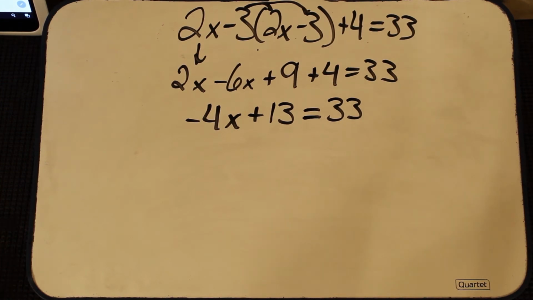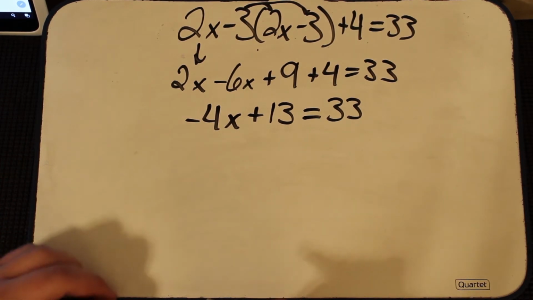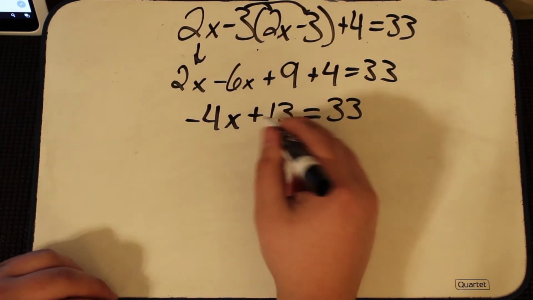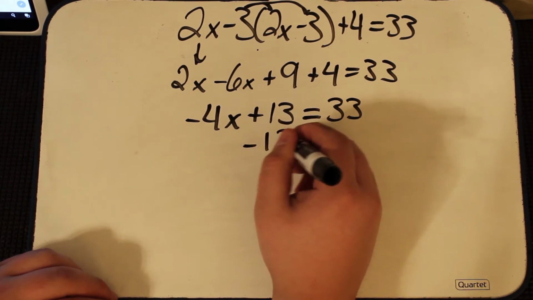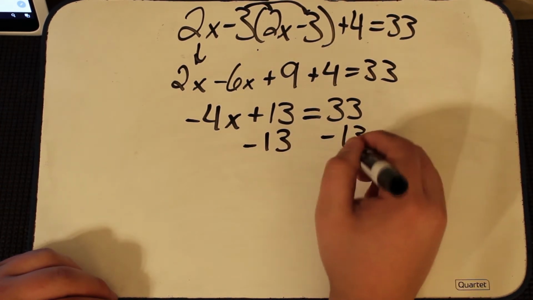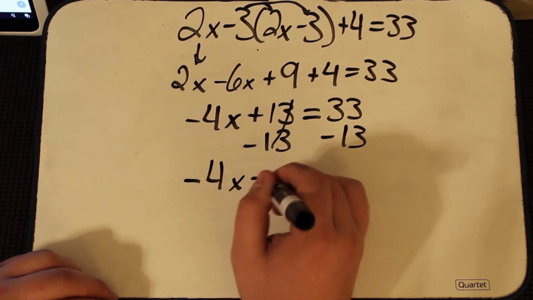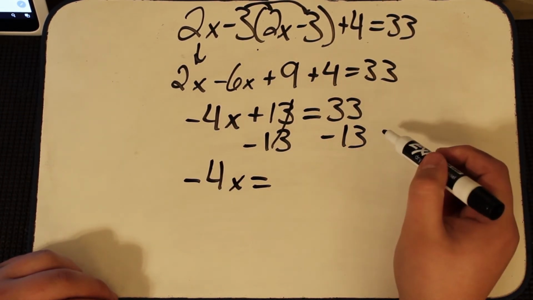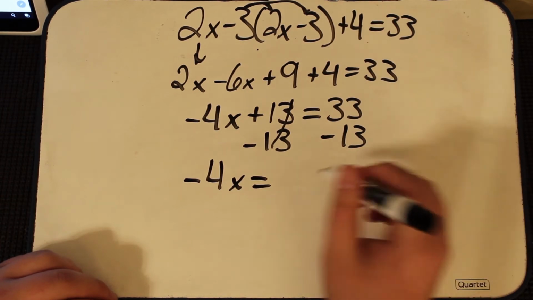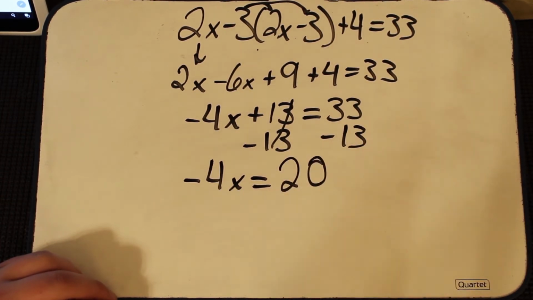Now, again, we're back to a two-step equation. So all I'm going to do is treat it the same way. I have a positive 13 here, so I subtract 13 on both sides. That'll cancel, end up with negative 4x equals 33 minus 13, which would be 20.